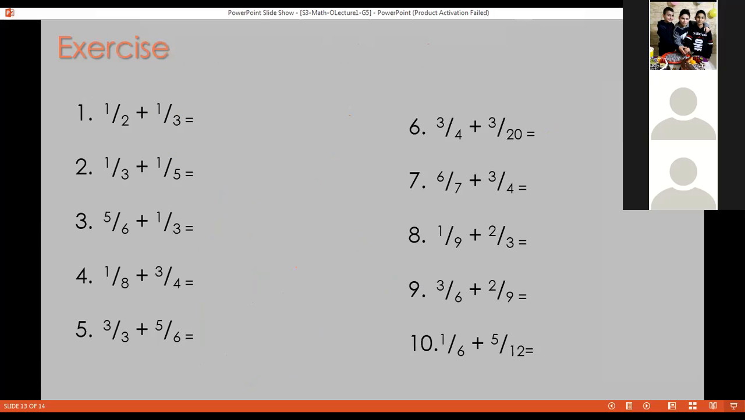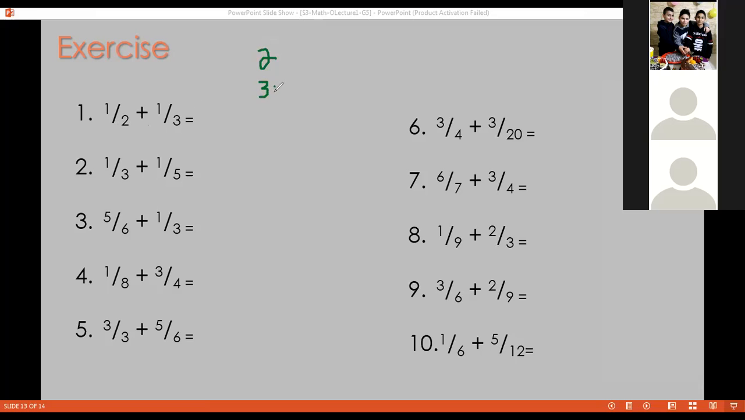Here we have a lot of exercises. I'm going to do the first one for you. So the first fraction is 1 over 2 plus 1 over 3. Do I have the same denominators? No. So I have 2 and 3.